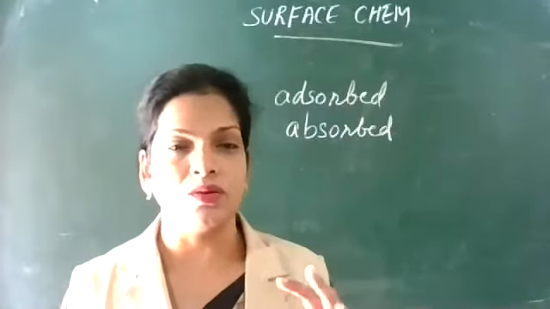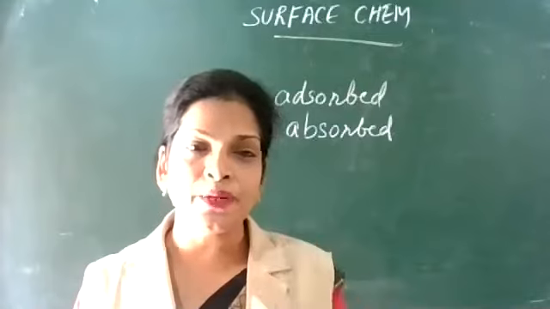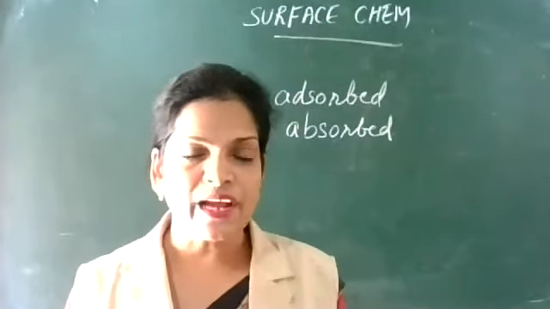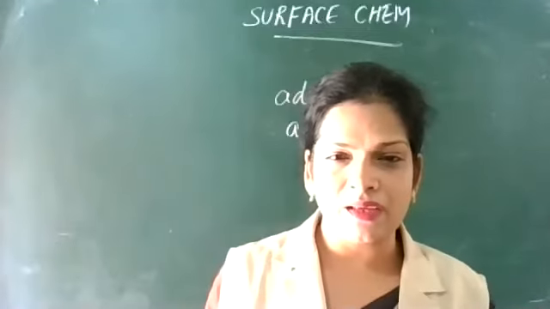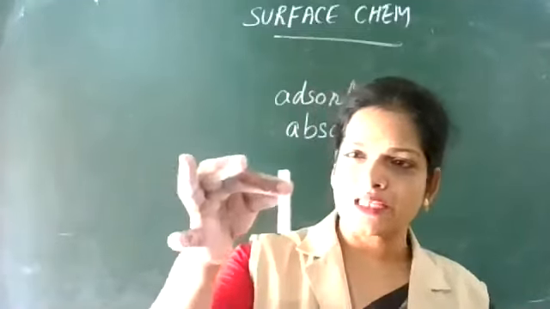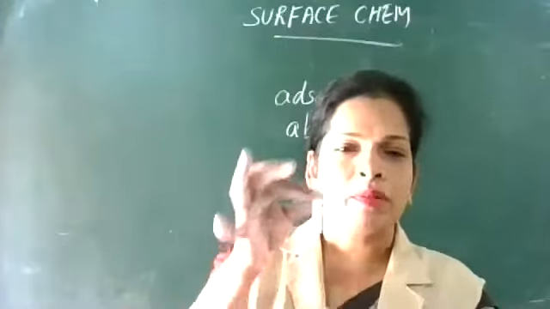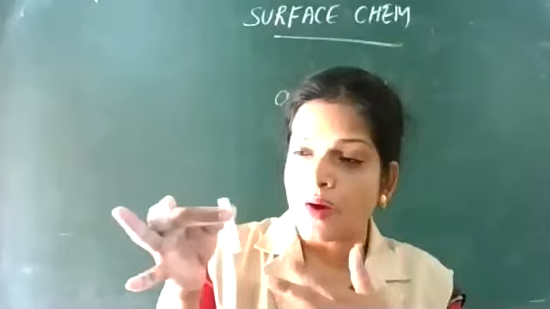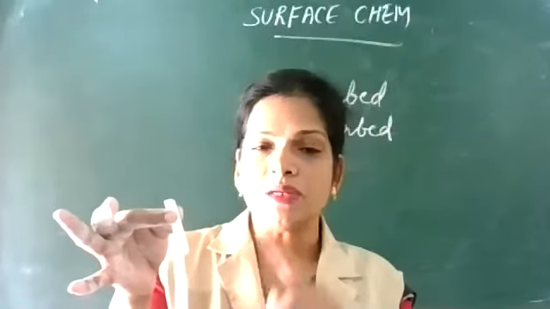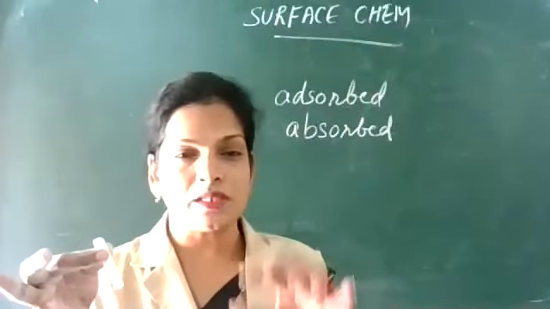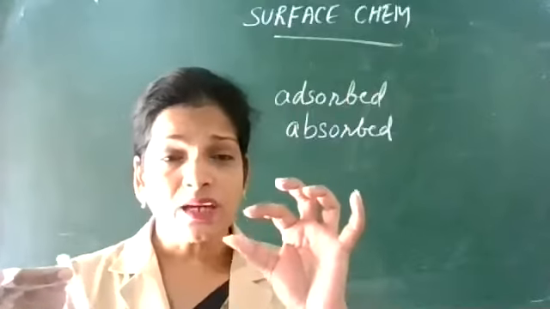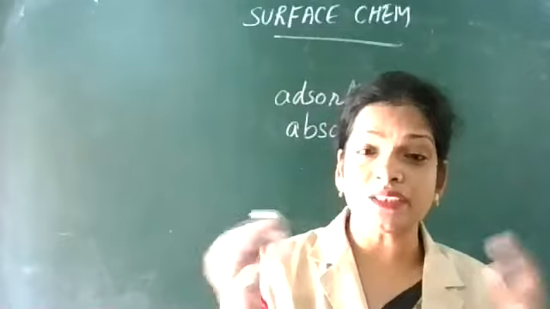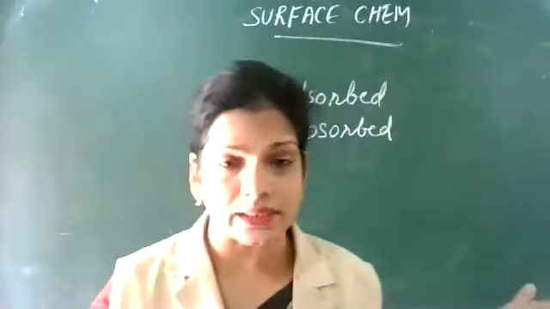What is animal charcoal? The bones of animals are burnt and powdered to get a very fine powder. This fine powder makes the surface area very high. This chalk has only this outer surface area, but if I powder this chalk, its surface area is increased. If you powder a 1 centimeter by 1 centimeter by 1 centimeter cube of charcoal, its surface area increases from 6 centimeter square to 60,000 centimeter square.